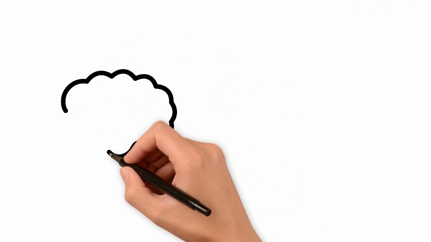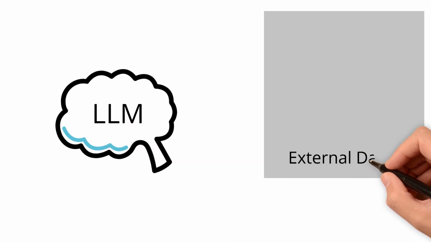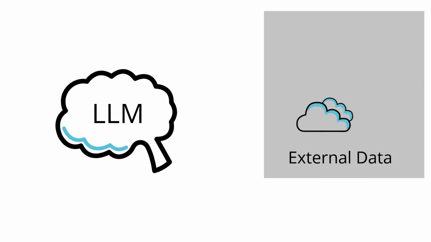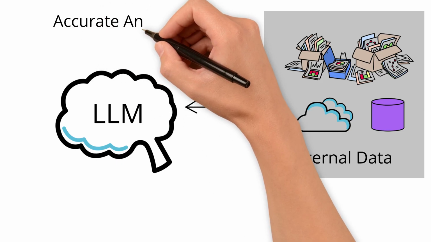RAG adds a crucial step to this process. Instead of relying solely on its internal, frozen knowledge, it first goes and retrieves relevant information from an external source. This allows it to augment its understanding and then generate a precise, accurate answer.